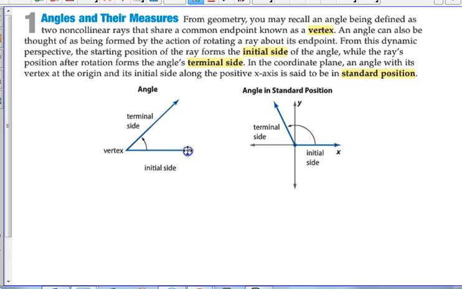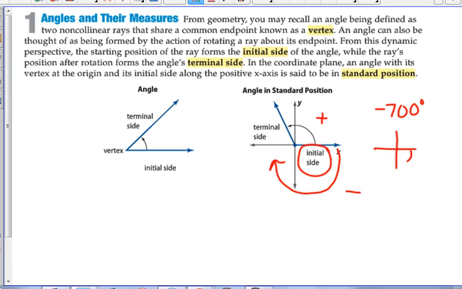The first thing I have on a slide here is just a really quick review. If you have a coordinate plane, the initial side is always on the positive x-axis. If you measure around counterclockwise, it's positive. If we were to go around this way, it would be a negative angle. Where you stop measuring is called the terminal side. So if I told you to draw a negative 700 degree angle, you would start here, go this direction 360, and almost to 720, which would be twice around. So you'd be left with a 20 degree reference angle. We're going to talk about those next week. We good?